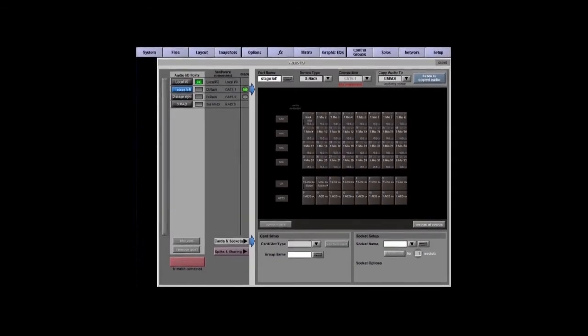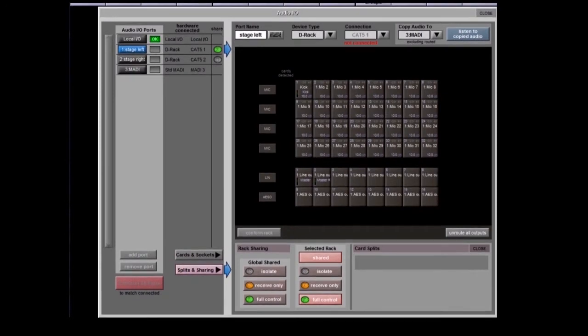When we set the shared status of racks in the audio I/O panel, they are set up using these two terms, full control and receive only. There's a third expression, isolate. If a shared rack is set to isolate, you are completely disconnected from the rack in terms of control data. The flow of audio from the rack to the console is not affected by these modes. It is only the control mode that is being set.